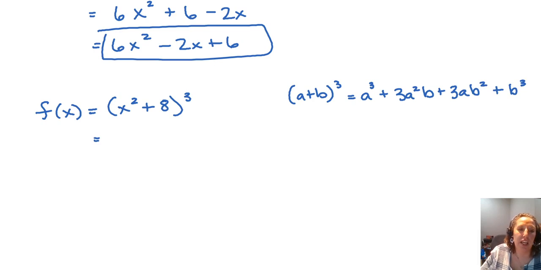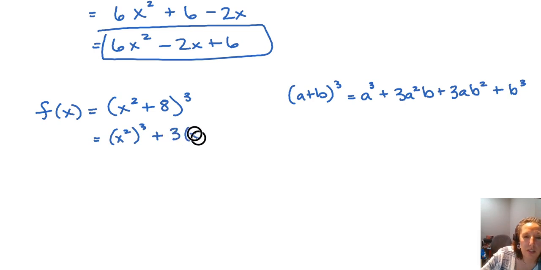So if we apply that here, x squared is going to be our a. So x squared cubed, that's a power raised to a power, so we're going to multiply those exponents. Then 3 times the first one squared times the second, plus 3 times the first one times the second squared, plus the last one cubed.